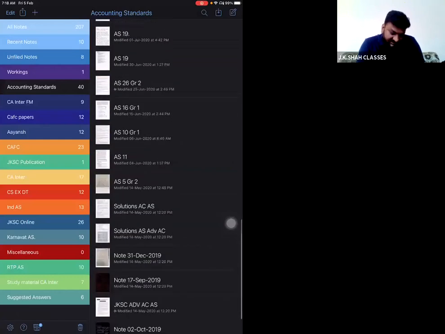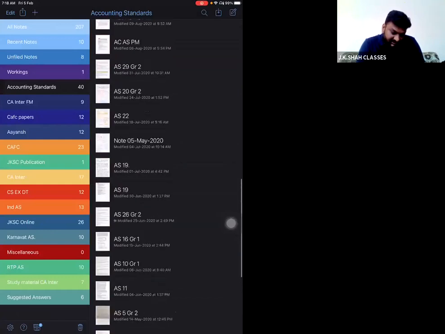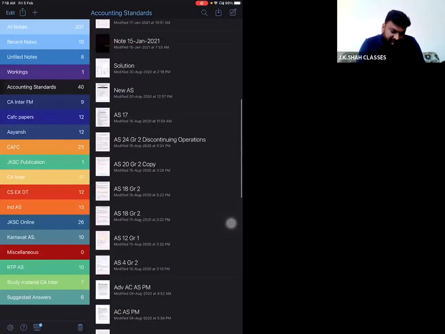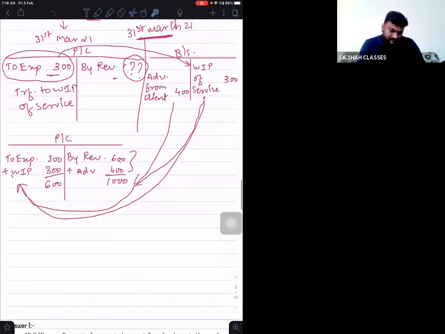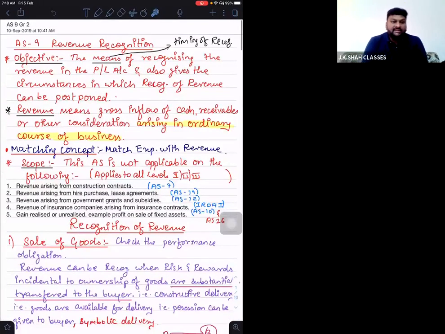But AS9 is very much, I would say, a practical accounting standard from your real life point of view. AS9, revenue recognition. Again, an important standard from your real life point of view. Academically also it is important. You may get a question from AS9.